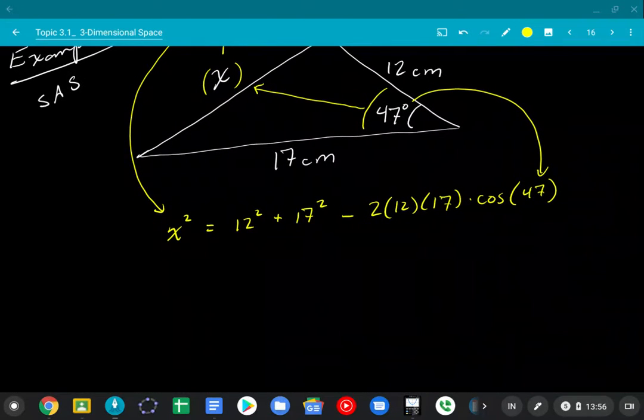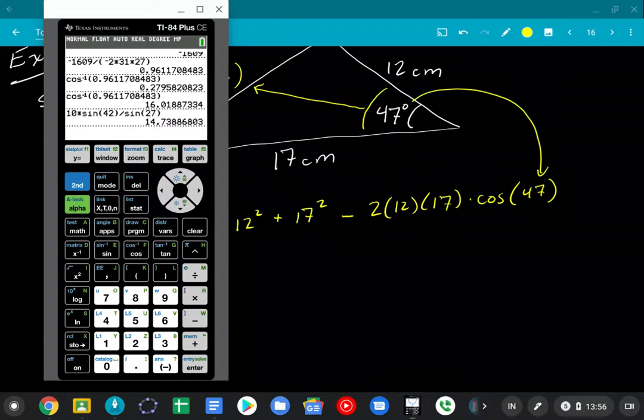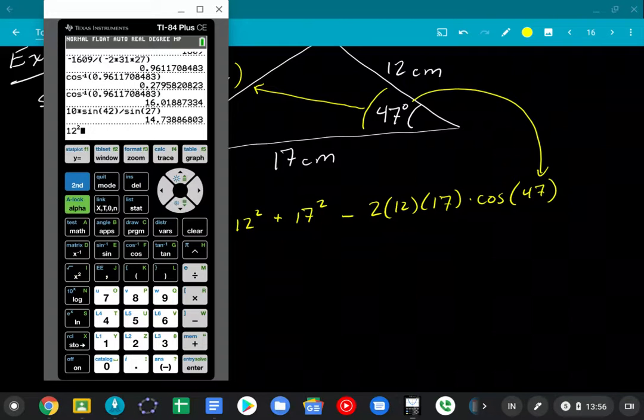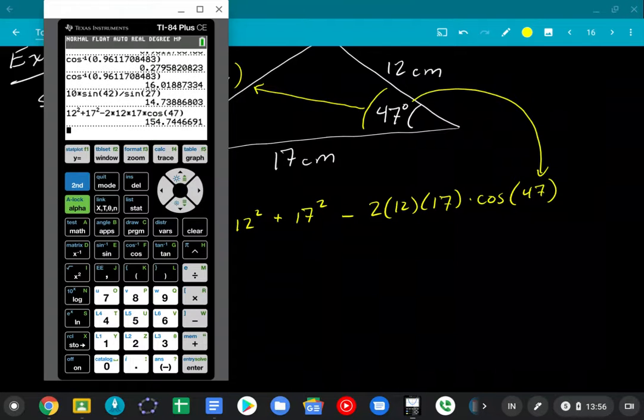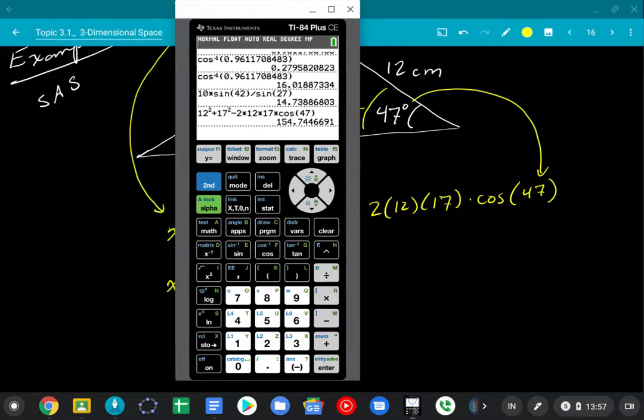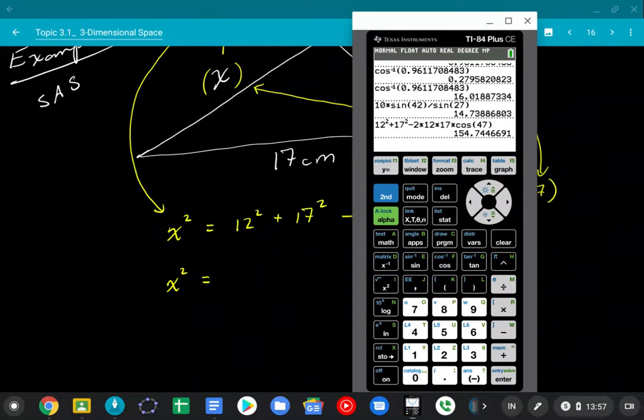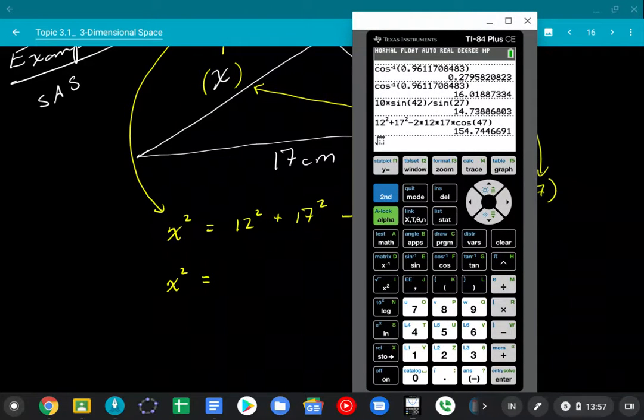And let's see. This is pretty ugly. So I think I'm just going to say x squared is equal to, and whip out my calculator. 12 squared plus 17 squared minus 2 times 12 times 17 times the cosine of my degrees. Yeah, I am. 47. And boom. Oh, and don't forget, I'm going to have to take the square root of that in the end. So let me just go ahead and do that now. Square root of that answer.